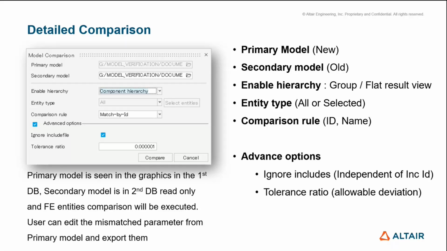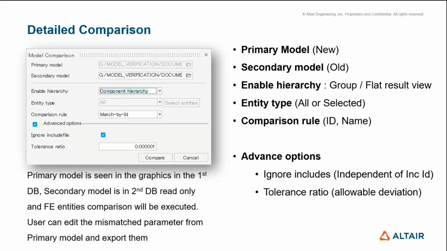Then we have Enable Hierarchy, where after running this, if you want to group your results in a hierarchical manner or a flat list, this option allows you to do that. The next is entity type. Currently, we can select a few entities like materials, property, context, or you can select all options so that all the entities available in the model can be compared. Of course, many entities take a little more time, and fewer entities take less time.